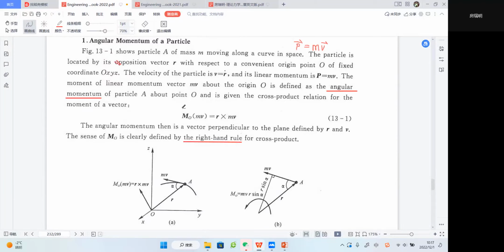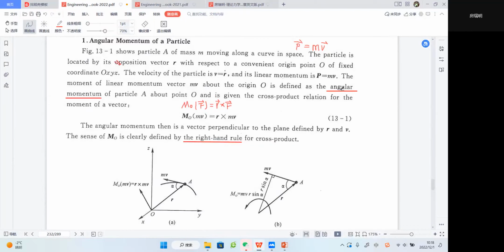So do you guys still remember, we have learned that if we have a force F in space, we try to figure out the moment to point O: we have the position vector cross product F. That's what we have learned, a moment of a force to a point. So we can compare to this.